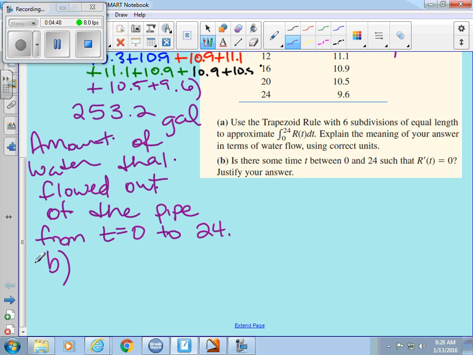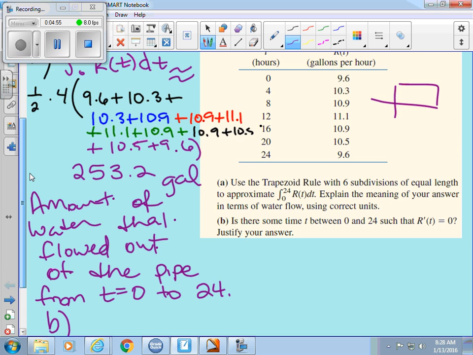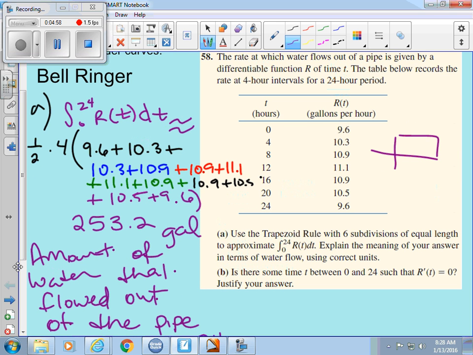Okay, part B. Is there some time between 0 and 24 such that r prime of t equals 0? What do you think? Maybe. It doesn't ask me to find it. It just says, is there? How do you know? Mean value theorem. Use a theorem. Don't just say because, don't just guess it. Why? Mean value theorem or Rolle's theorem would work great. Well, why?